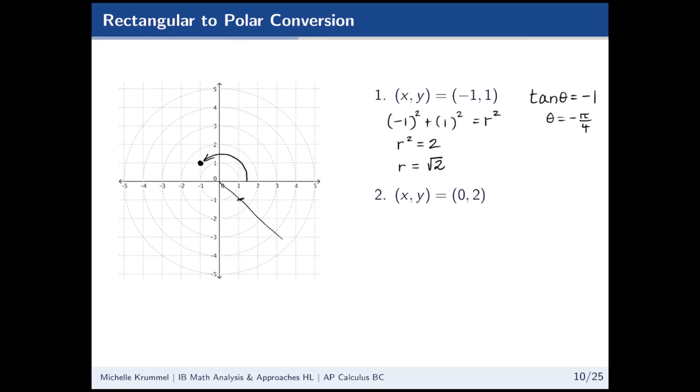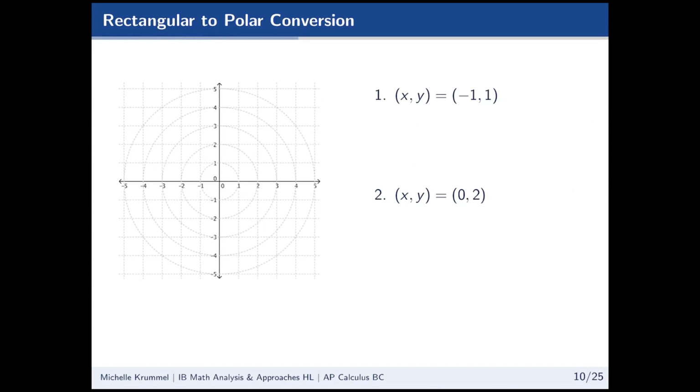this angle for my theta, which would be 3 pi over 4. Remember, there's many, many ways to write the coordinates for a point in the polar coordinate system. So I'm going to use 3 pi over 4 and then positive root 2. So r comma theta: root 2, 3 pi over 4.